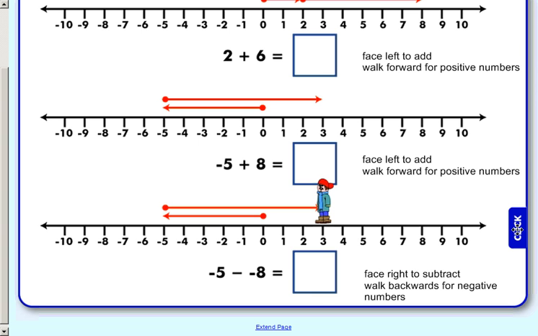So let's click. There's our line. He was at -5. He walked backwards for negative numbers, okay? And he landed at 3.